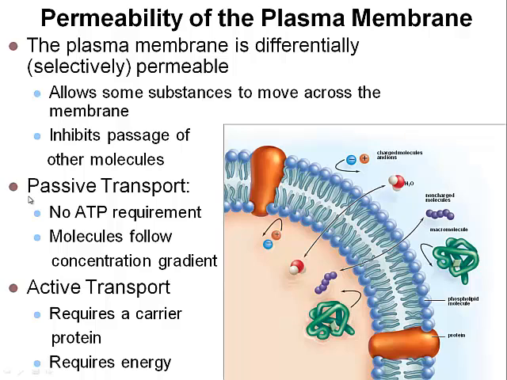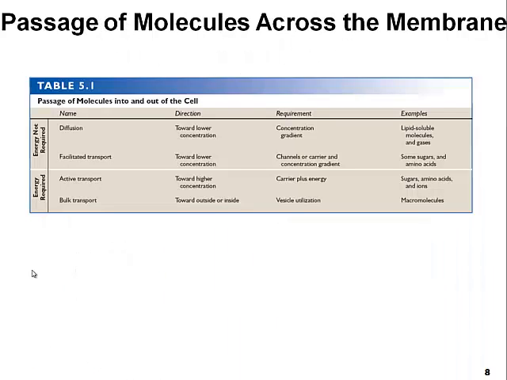If we think about the ways that molecules can pass through the plasma membrane, we divide them up into passive and active transport. Passive transport does not require energy. Molecules simply follow a concentration gradient, whereas active transport does require energy. It takes energy and it takes a carrier protein. In the case of active transport, you're pumping molecules up a concentration gradient, whereas in the case of passive transport, molecules are flowing down a concentration gradient, as we'll see illustrated more clearly on the future slides here. All right, so remember we have two broad categories, passive and active transport.